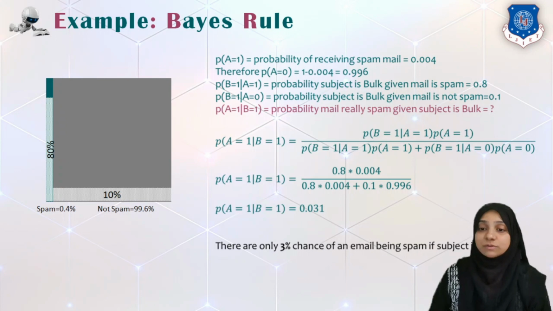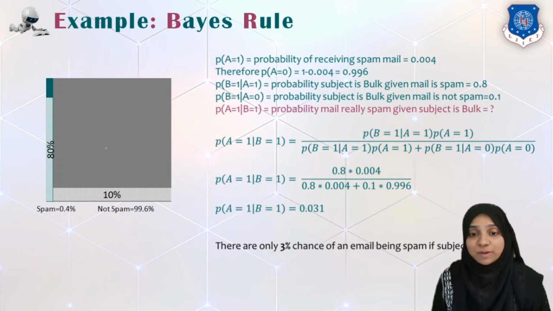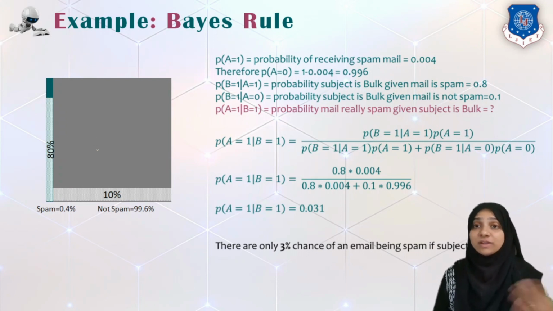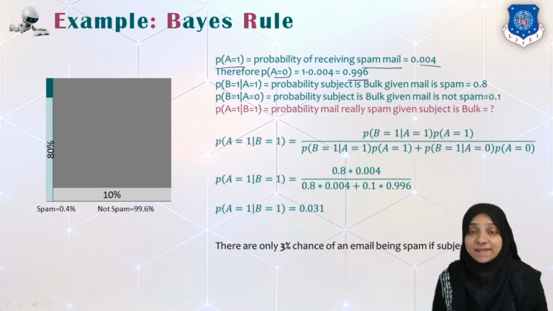Okay, so we have to calculate now the probability. For a new mail which has the subject as bulk, what is the probability it would be of type spam? So A is equal to 1 is nothing but a spam mail. The spam mail's probability is 0.4%, that is 0.004. Therefore P of A is equal to 0, that is not spam, is 1 minus 0.004, which is 0.996.